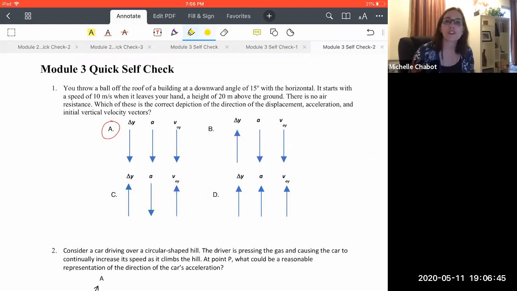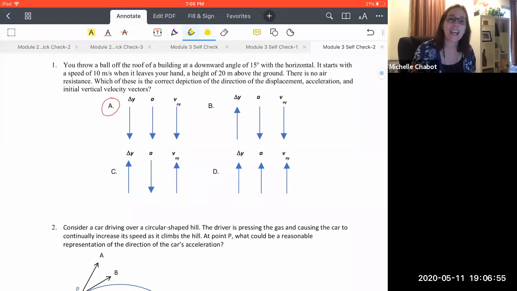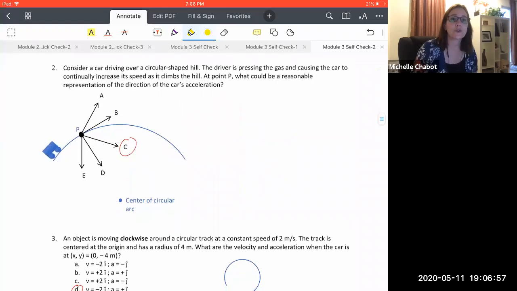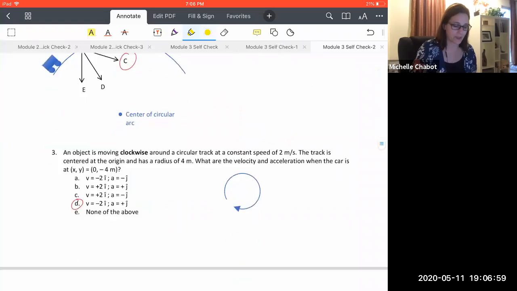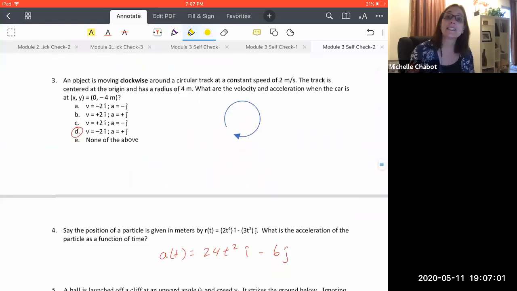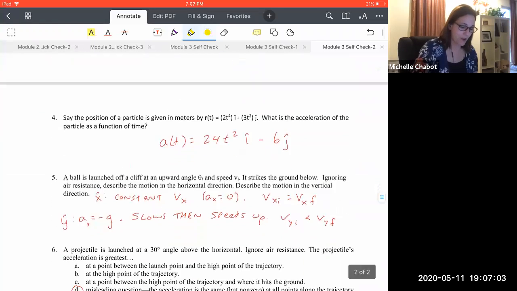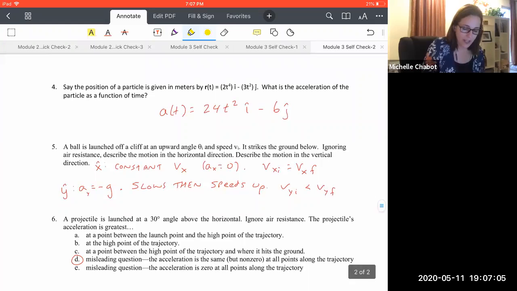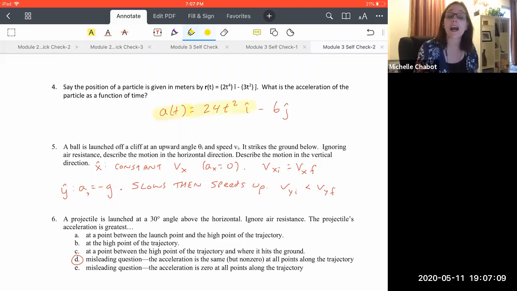For this module 3 quick self-check, I'm going to again show the answers and then I'll come back and discuss each one in detail. So for the first answer, it is A, 2 is C, 3 is D, 4 is that the acceleration as a function of time is 24t squared i hat minus 6 j hat. So we have both our i hat and j hat components.